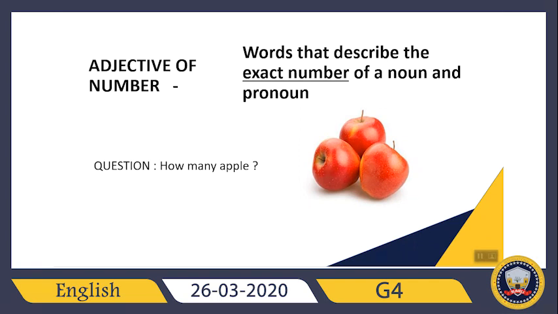You can see the apple on the screen. So take a look at this sentence. Melonia has 3 apples. It lets us know the exact number of what? Apples that Melonia has. She has what? 3 apples. So in this sentence, it gives us the exact number of the apples Melonia has. So adjective of number gives the exact number of a noun or a pronoun.